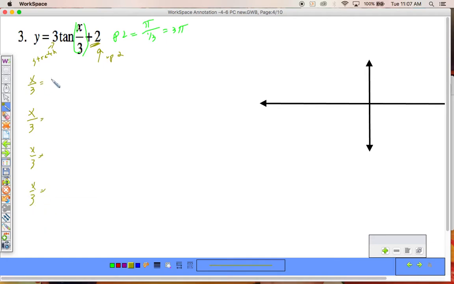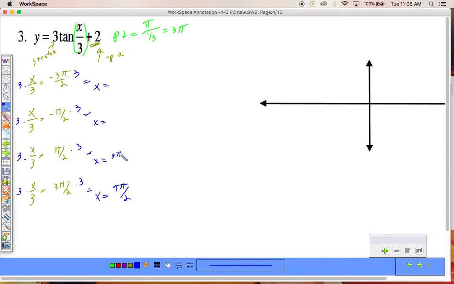All right, so I'm going to set x over 3 equal to my 4 consecutive asymptotes. And then I'm going to solve each one. When I have a tangent, it's always going to be these 4 values, -3 pi over 2, -pi over 2, pi over 2, and 3 pi over 2, solved for x. So I get 9 pi over 2 on the bottom, 3 pi over 2, -3 pi over 2, and -9 pi over 2.